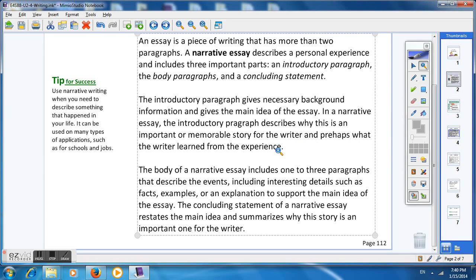The body of a narrative essay includes 1 to 3 paragraphs that describe the events, including interesting details such as facts, examples, or an explanation to support the main idea of the essay. The concluding statement of a narrative essay restates the main idea and summarizes why the story is an important one for the writer.